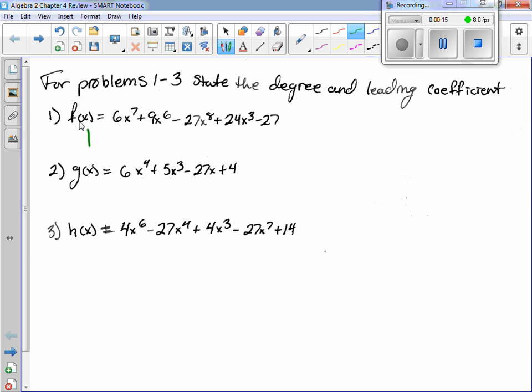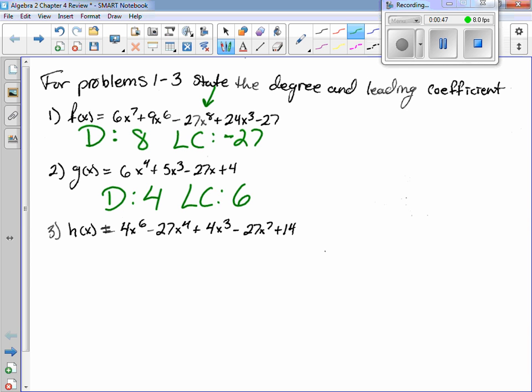So the degree for number 1 would be what? 8, because the degree is the biggest exponent. Whatever variable has the biggest exponent will be the degree. And so here, the biggest exponent is 8. And the leading coefficient is the number in front of it, so it would be negative 27. And that's it. For the second one, the degree would be 4, and the leading coefficient would be 6. And that's all we have to do for these here, degree and leading coefficient.